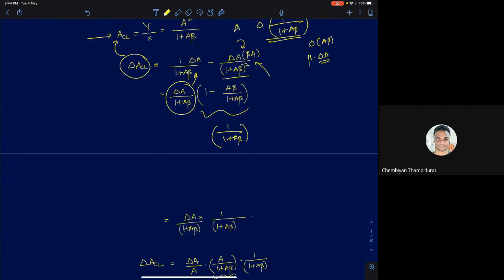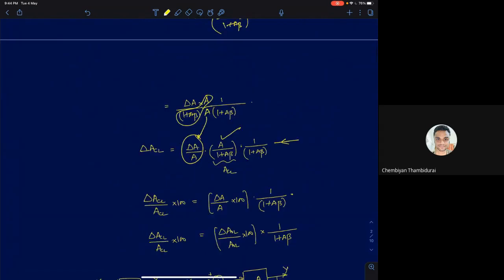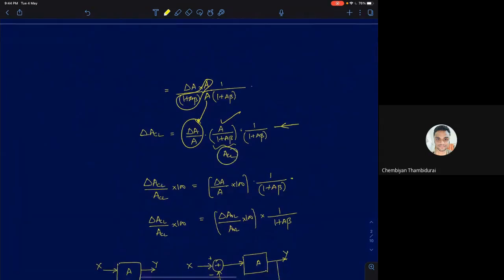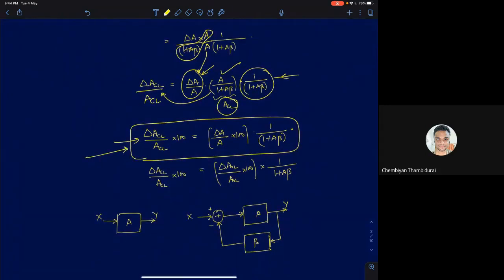So all I need to do is multiply and divide by A. So I'm going to get delta A by A into A by (1 plus A beta), this term, into 1 by (1 plus A beta). Now this term here, A by (1 plus A beta), is nothing but your closed loop gain ACL. So if you take this term to this side, you will get delta A by ACL, which is the fractional change in the closed loop gain, equal to the fractional change in the open loop gain multiplied by 1 by (1 plus A beta). So this is the expression we get for the percentage change in the closed loop gain in terms of the percentage change in the open loop gain.